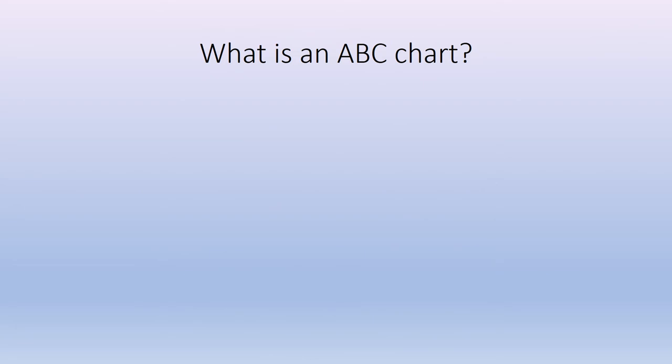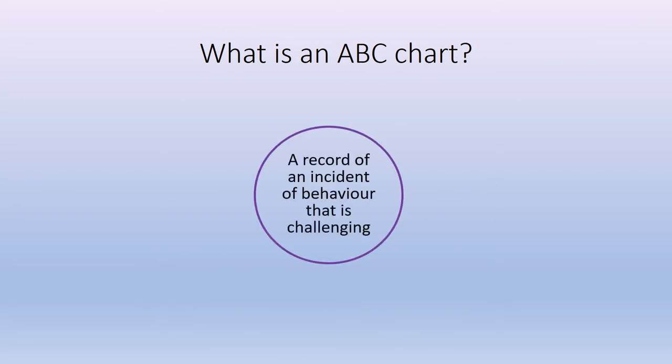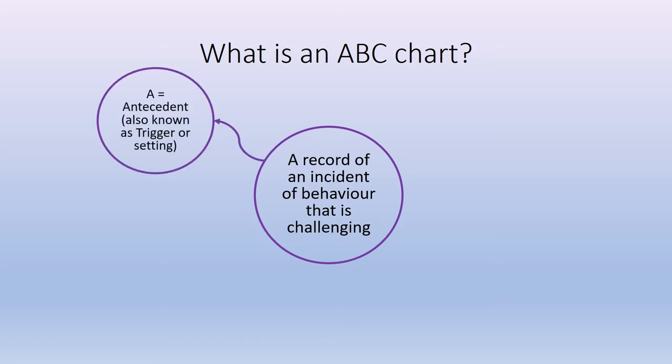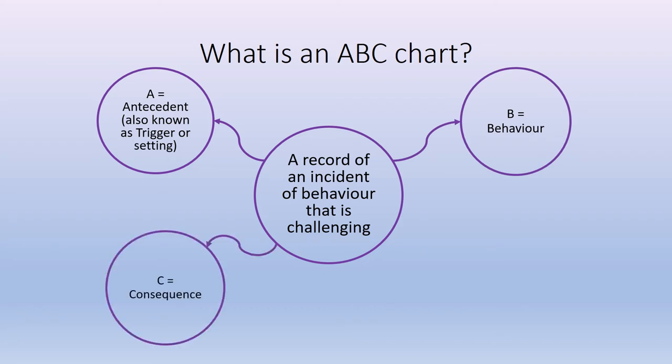So what is an ABC chart? An ABC chart is a way of recording any incidents of challenging behaviour. A stands for antecedents, also known as trigger or setting. What was going on before the behaviour happened? B stands for behaviour. C stands for consequence, so basically what happened after the behaviour.